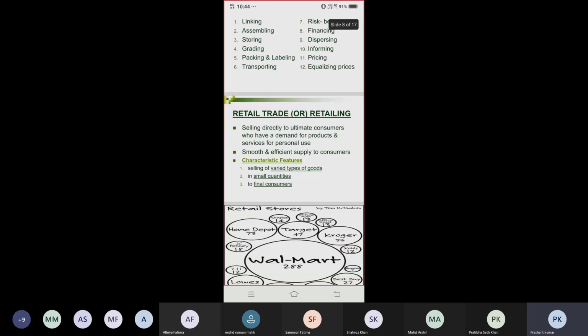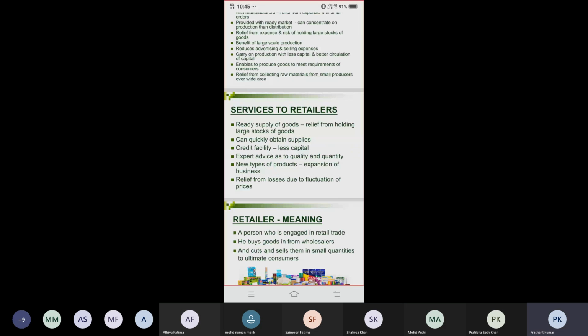Enable producers to produce goods to meet the requirements of consumers. Relief from collecting raw materials from small producers over a wide area. Services to retailers: ready supply of goods. Relief from holding large stocks of goods. Can quickly obtain supplies, credit facility, less capital, expert advice as to quality and quantity. New types of products. Relief from losses due to the fluctuation of prices.